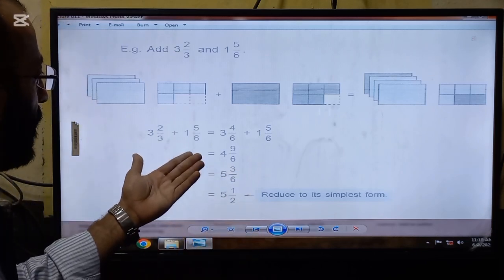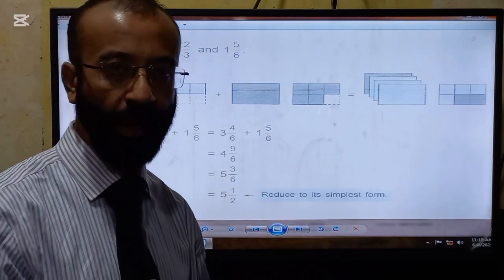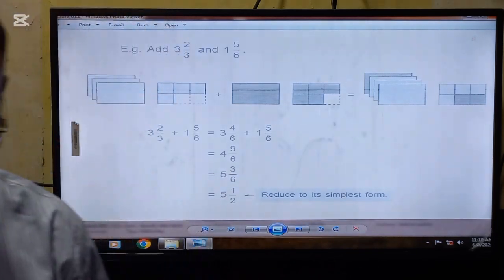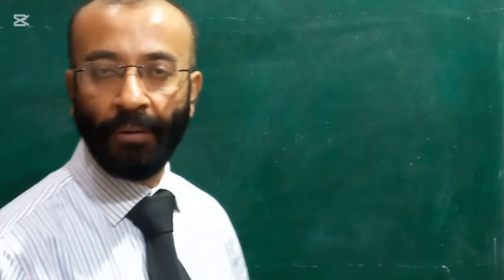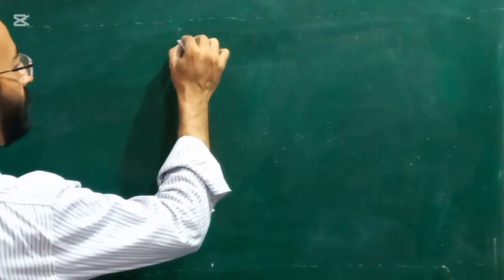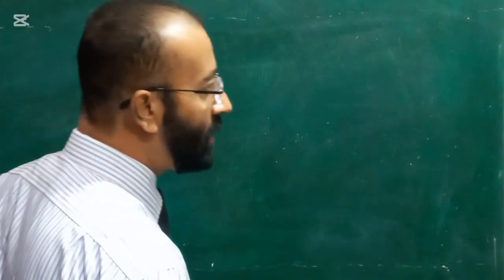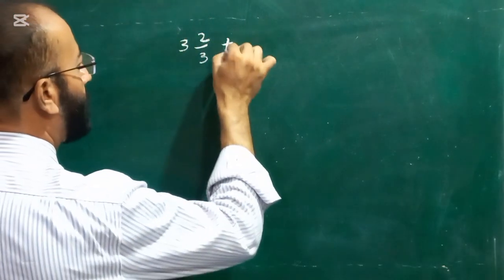Now we will solve the same question by the other method. So now we are going to solve the same question by the second method. The question is 3 whole number 2 by 3 plus 1 whole number 5 by 6.